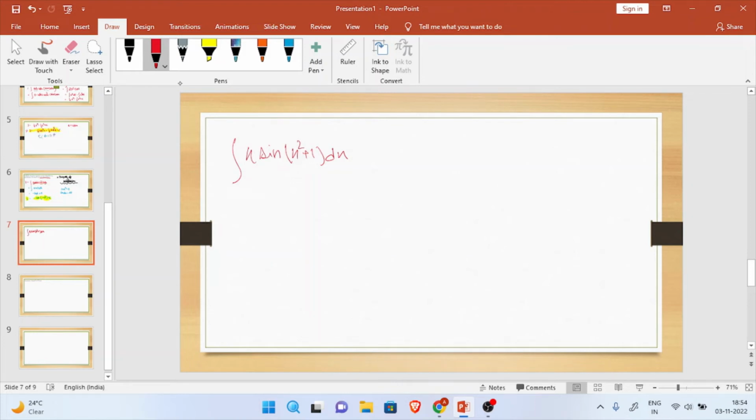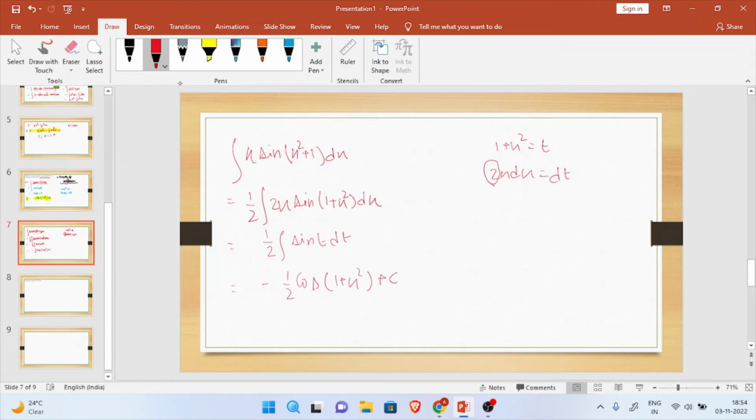So all we needed to do is take 1 plus x square as t. Similarly, 2x dx is dt. Now we need to understand that 2 is a constant. So we can easily multiply it with 2 and divide it by 2, so that the function remains the same. So if we take half here, and 2x dx is dt, the function again becomes sine t dt. So the answer will be minus of cos (1 plus x square) plus c.